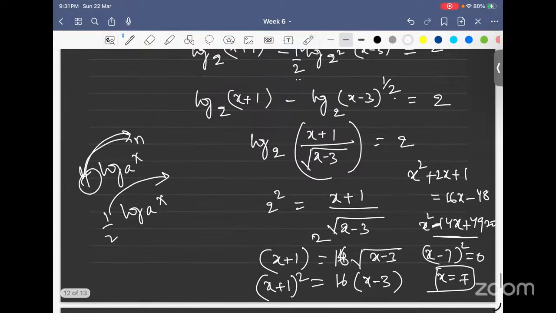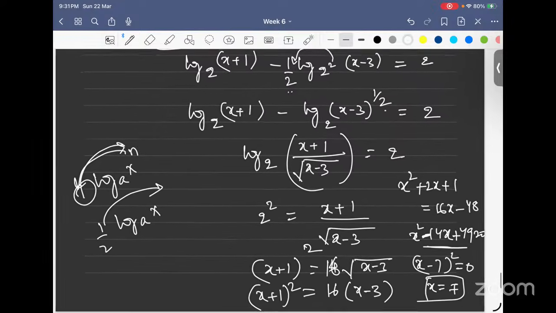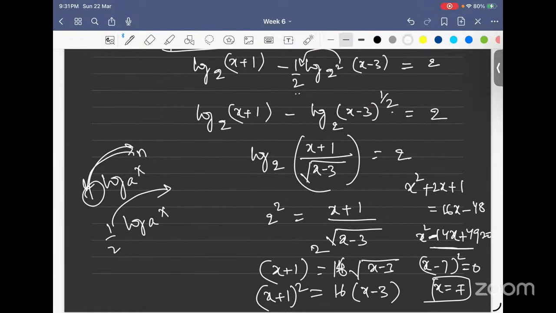It went a bit fast, but yeah, these are all just properties. So there's nothing new. You understood, right? So there's nothing difficult in the whole logarithm. It's just how nicely you can use the properties.